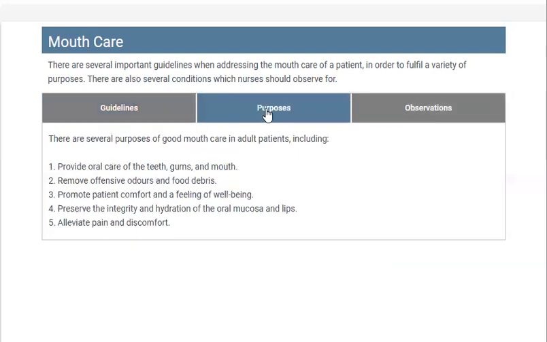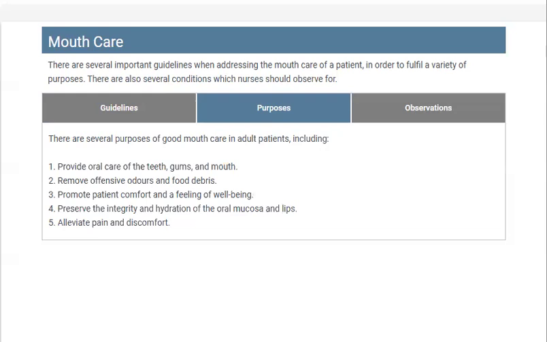Purposes. There are several purposes of good mouth care in adult patients, including 1. Provide oral care of the teeth, gums, and mouth. 2. Remove offensive odors and food debris. 3. Promote patient comfort and a feeling of well-being. 4. Preserve the integrity and hydration of the oral mucosa and lips. 5. Alleviate pain and discomfort.